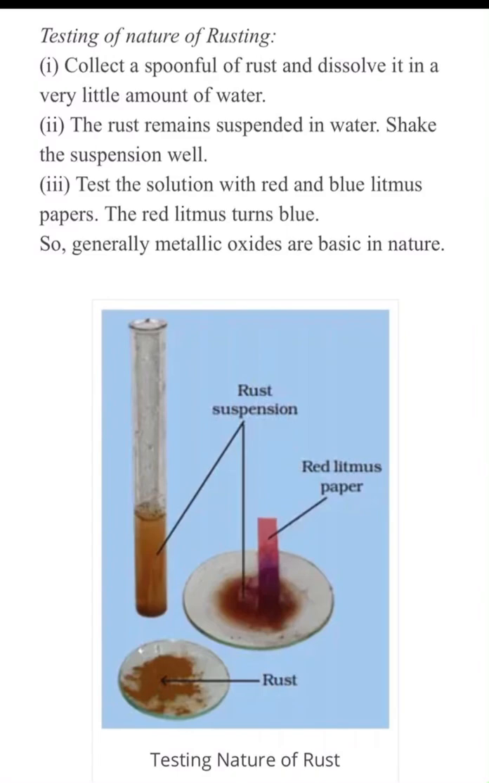Rust is formed from a metal, here the iron metal. Firstly we collect a spoonful of rust and dissolve it in a little water, and the rust remains suspended in water. Shake it very well. We test this suspension with a red litmus paper, and this red litmus paper turns blue, which shows that this metallic oxide, hydrated ferric oxide, is basic in nature, because red litmus turns blue.